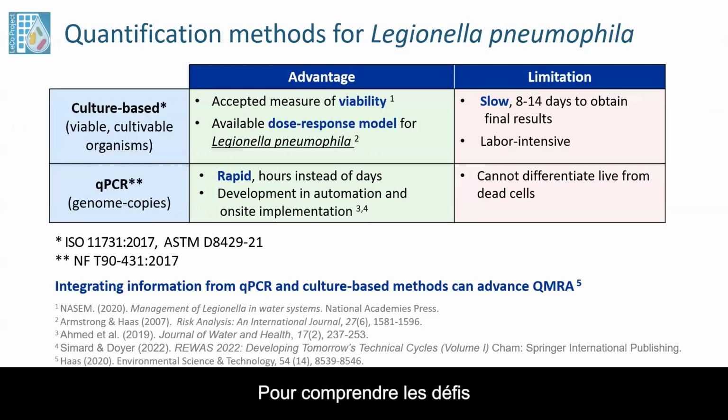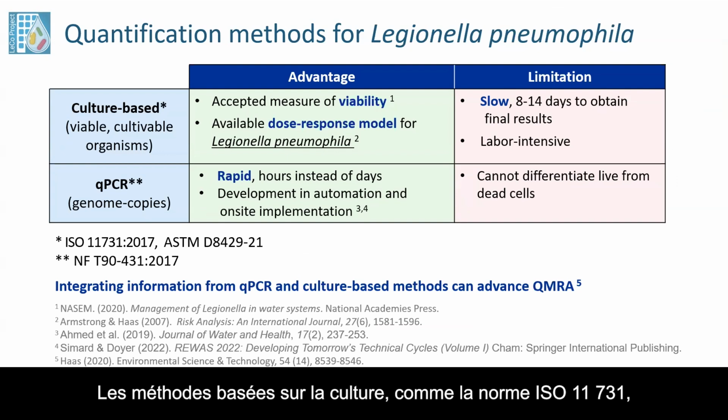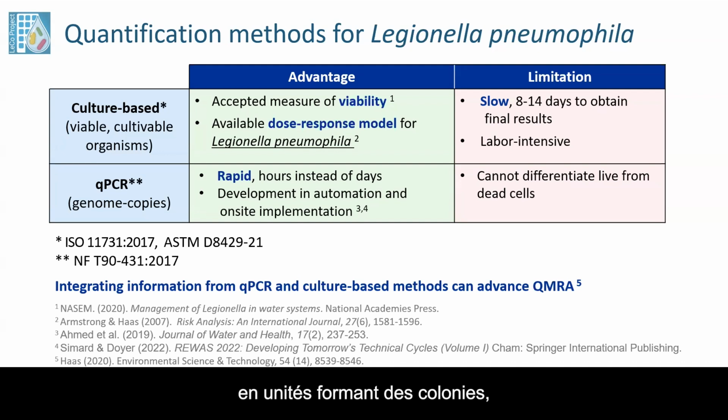To understand the challenges in detecting Legionella pneumophila and why method selection matters for risk assessment, let's first look at the two main quantification methods used in environmental monitoring. Culture-based methods, such as ISO 11731, quantify viable bacteria in colony-forming units, and these results can be directly linked to infection risk estimates through available dose response models.